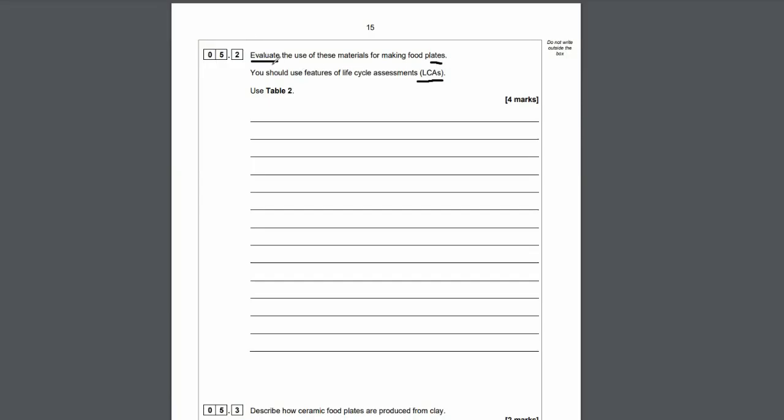Okay, 5.2, evaluate these materials for making food plates. So remember, when you see an evaluation, it's all about the for and against for each material. There's going to be good and bad about each, and finally make your own judgment. And this is only a 4 marker, so it's kind of nice and easy too. Okay, let's go.